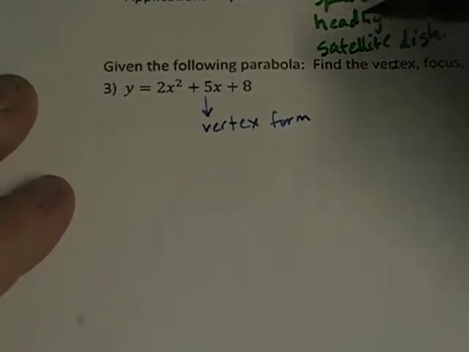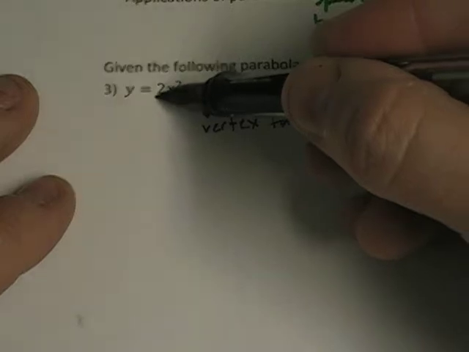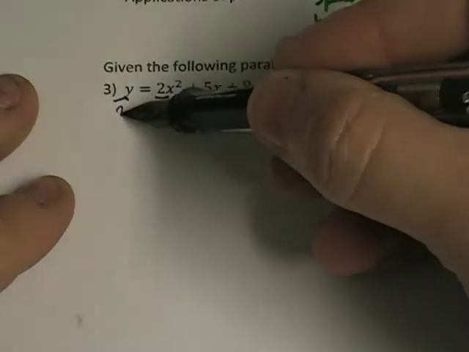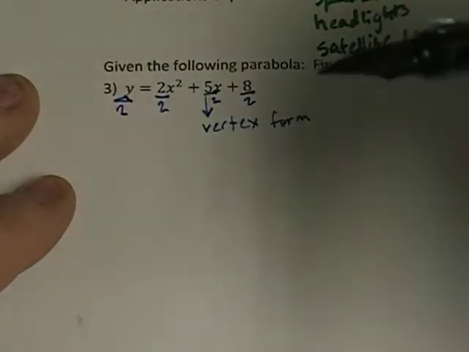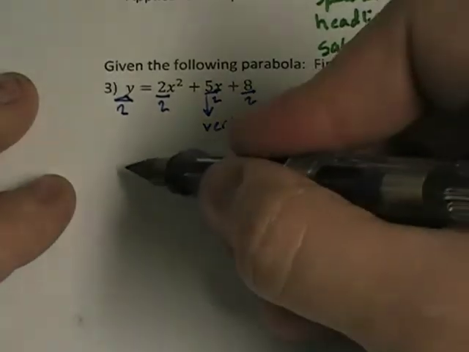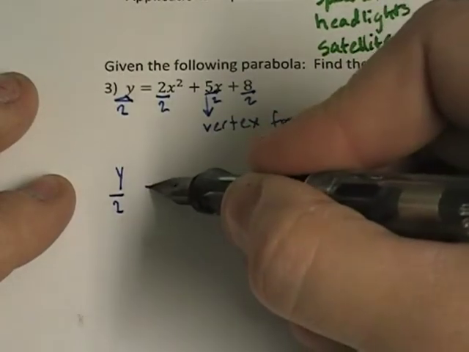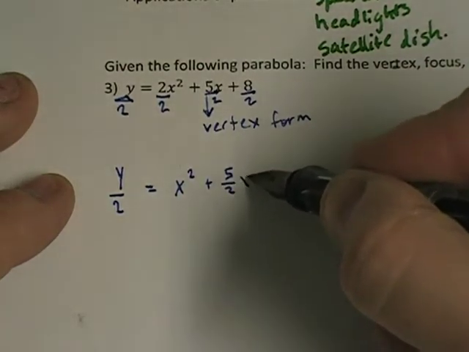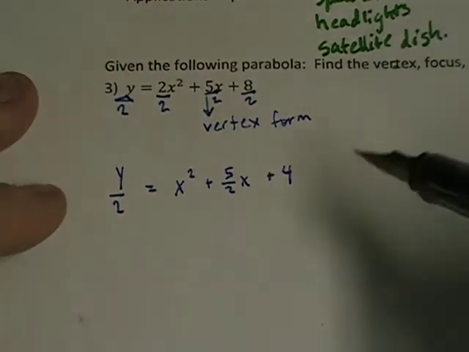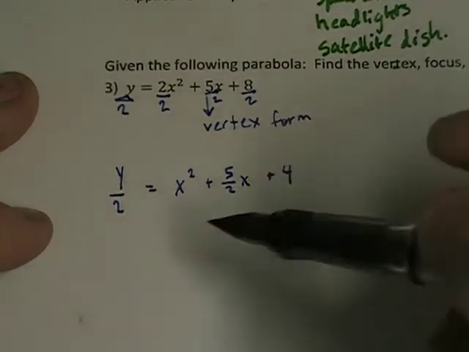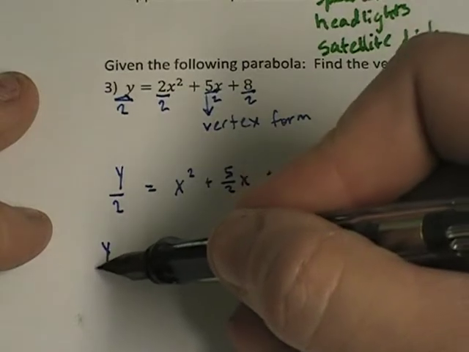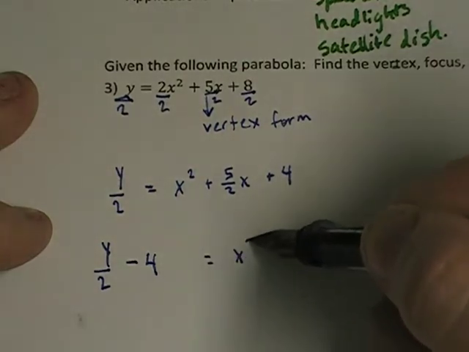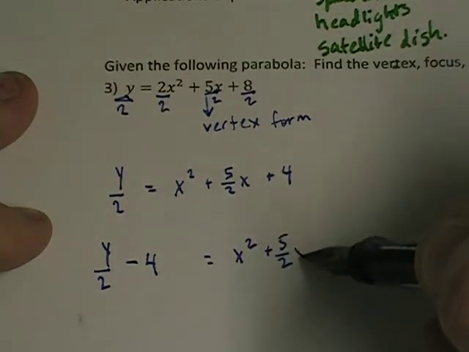We covered that in our last video, but basically we're going to start by dividing everything by 2. Divide by 2, divide by 2, divide by 2, and especially don't forget to divide your y, or your f of x term, by 2. So I get y over 2 equals x squared plus 5 halves x plus 4. I'm going to move this constant term over. A lot of people will do that in the same step, but I like to leave it as 2 steps. So y over 2 minus 4 equals x squared plus 5 halves x.